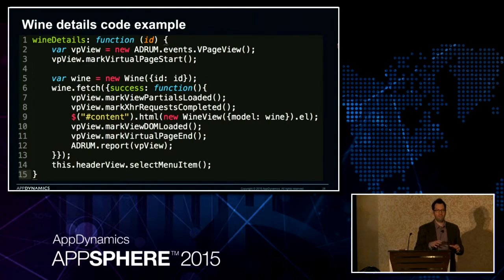So this will help you figure out where in your code potential slowness is going on. Then at the end, once you've done all those marks, at line 12, you can go ahead and report that. So we save you the effort of packaging up and sending that beacon. You just say, hey, this tracker's done, send it on, and we'll beacon that into our system, and eventually it'll show up in your controller.